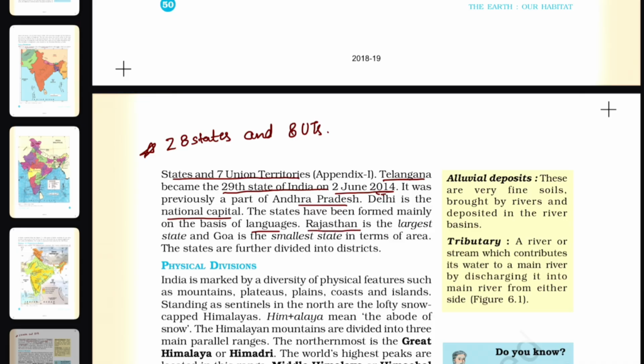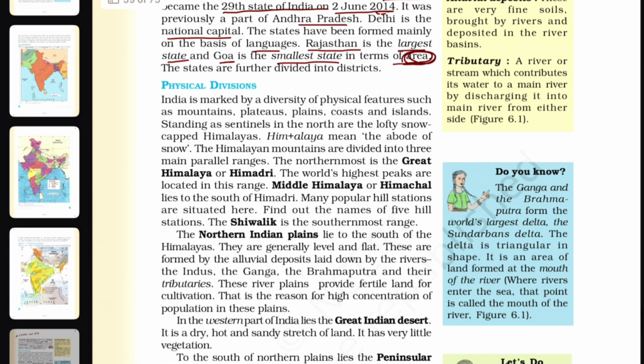Rajasthan is the largest state and Goa is the smallest state, okay, in terms of area. So in terms of area, we have Rajasthan as the largest state of India and Goa as the smallest state of India. Then comes our physical divisions.